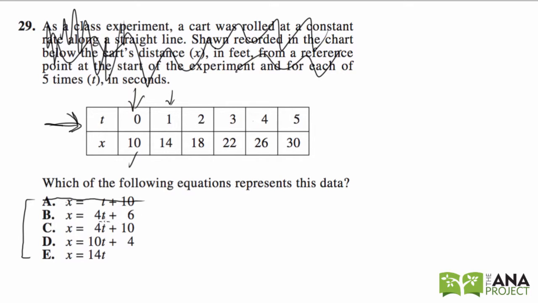X equals 4t plus 6. If t is 0, x needs to be 10. But if t is 0 here, 4 times 0 is 0, we're left with x equals 6. So this doesn't work.